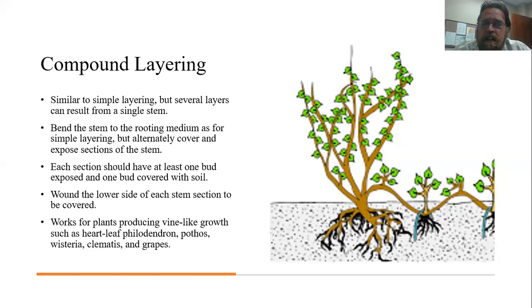The only thing different you're going to do here between simple layering and compound layering, which is sometimes also called serpentine layering, is that you're bending that stem down into that rooting medium, but then you allow the stem to continue back up above the soil, and then again another section down into the ground, and you can do that over and over again down the length of a vine. Again, wounding that underside can allow for a little bit better root growth on those layers.